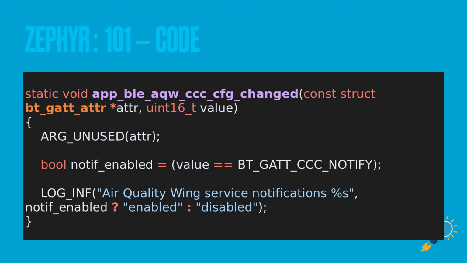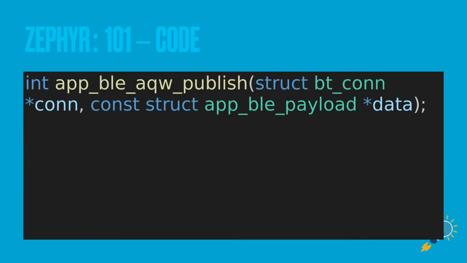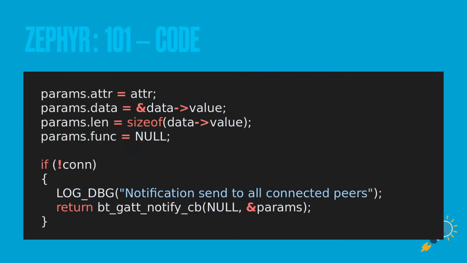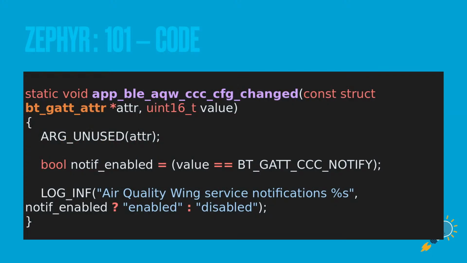If I jump back to the creation of the service, you can see the BT_GATT_CCC, that first entry there, could be null, or it could be an actual callback function. In this case, it's just the callback function. So you can actually monitor what is going on, if a characteristic is being subscribed to or not. So it's just something to keep in mind.